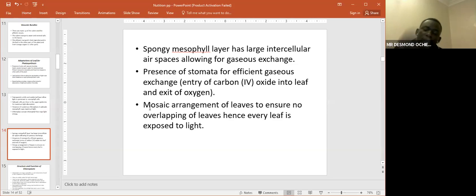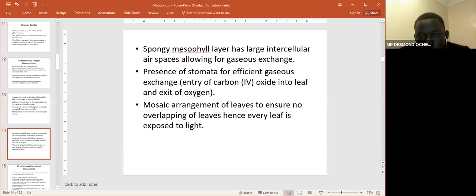If you look at the arrangement of leaves in plants, you'll find that the leaves are arranged in such a way as to ensure that there is no overlapping of leaves. Hence, all the leaves are exposed to light. Unfortunately I do not have a diagram here, but if I had a diagram of a tree, you'd be able to see that the leaves are arranged to receive light. The leaves do not overlap on each other.